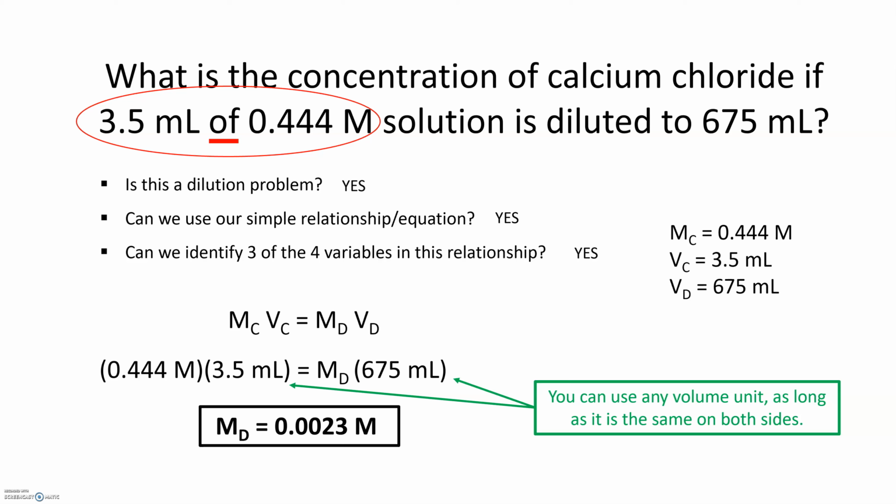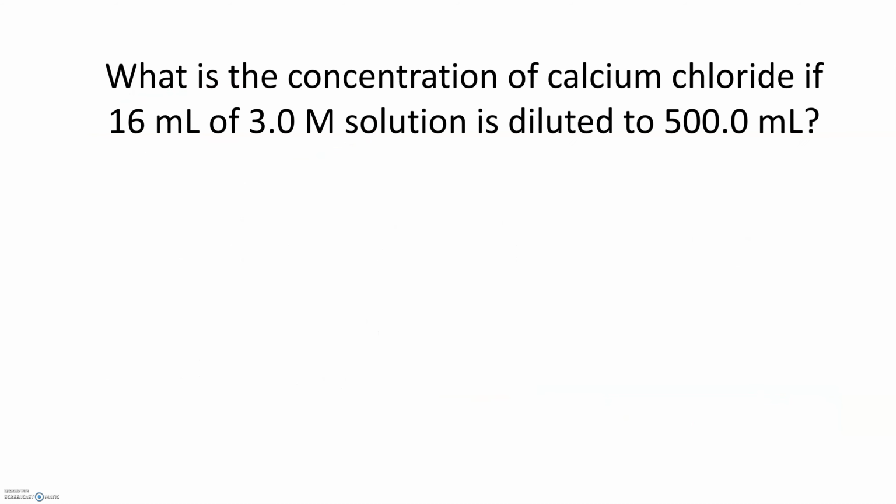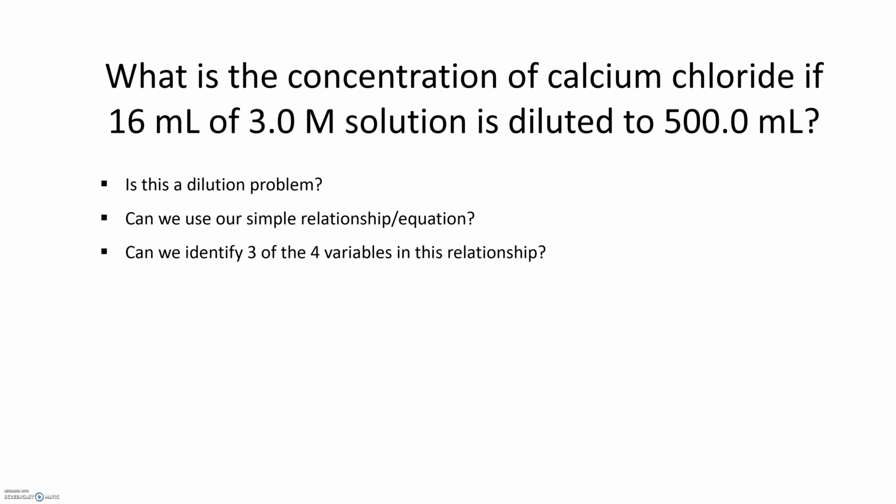All right, let's get ready to try another one. Remember to pause the video if you want to try this on your own before you watch the solutions. All right, number 2. What is the concentration of calcium chloride if 16 milliliters of 3.0 molar solution is diluted to 500.0 milliliters? Again, remember, ask yourself these 3 questions before you get going so you know that you're allowed to use our nice dilution relationship.